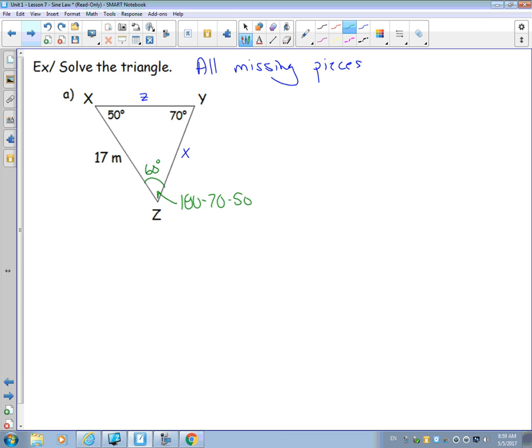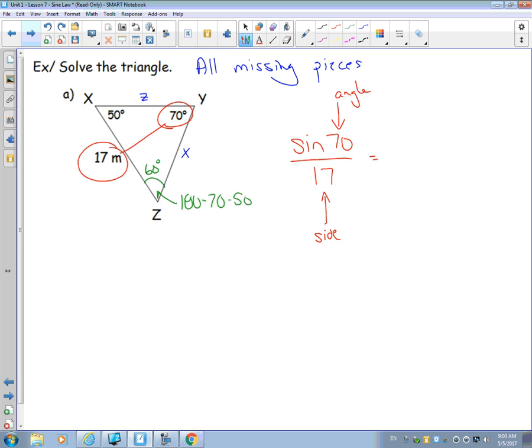So I've already got a missing angle. All I need now is the missing sides. To do this, I have to use the sine law, because it's not right angled. So I'm going to match up things that go together. I know this side and this angle are across from each other. So I can say the sine of 70 has to go with 17. Make sure this is your angle and this is your side.